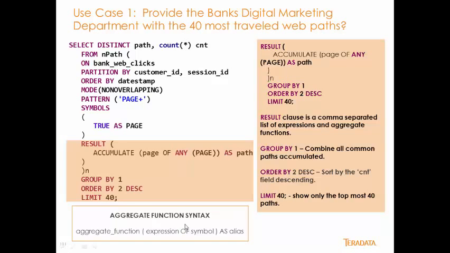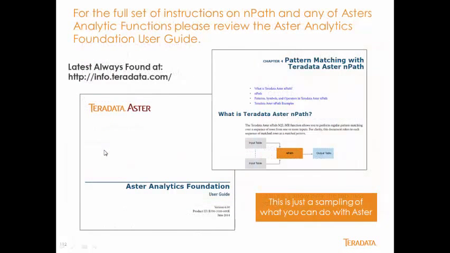So this is basically how our aggregate function syntax works, and there are a lot of different options you can use inside of this result set. With that said, this is just touching the tip of the iceberg when it comes to what you can do with nPath and what you can do with Aster. For a full set of these instructions, I recommend the Aster Express documentation, Aster Analytics Foundation, and you can go right into Chapter 4 for a detailed explanation of Aster nPath and all the other capabilities that come with the nPath tool, as well as the other 120 plus analytic operators that come with Aster.